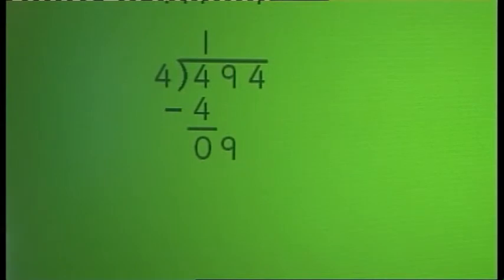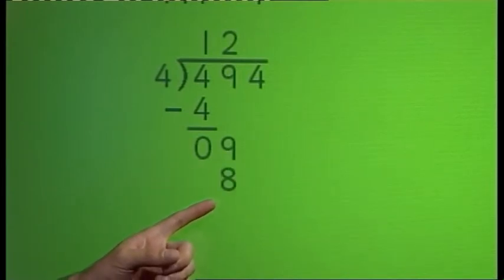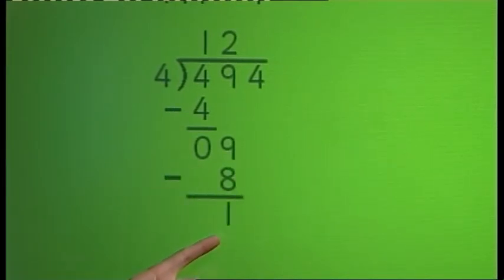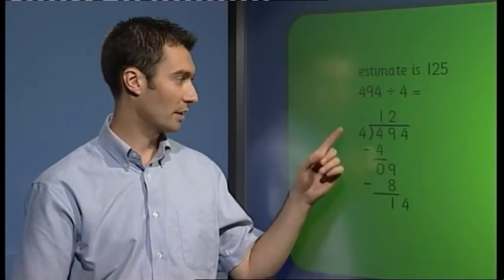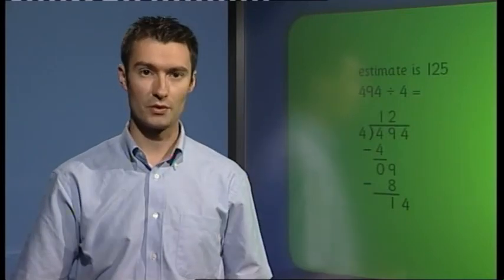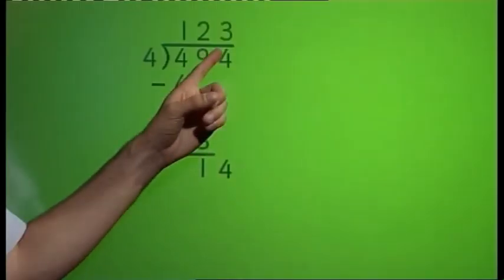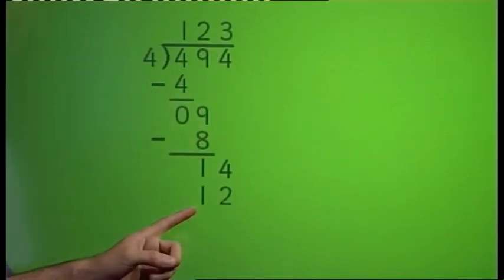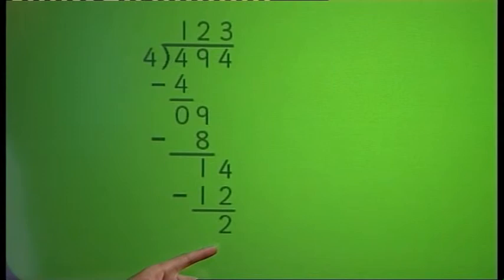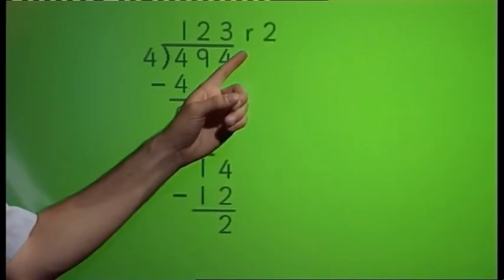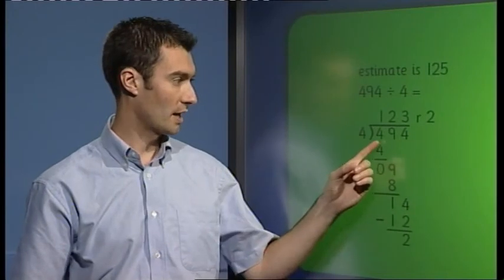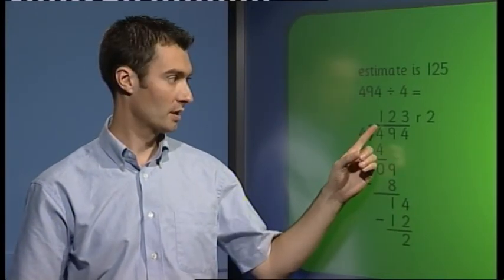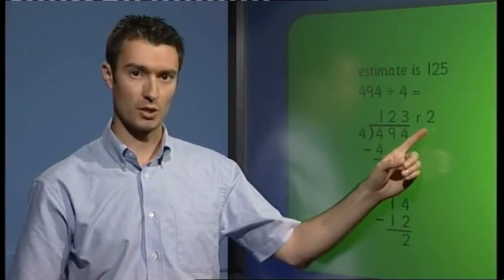Well, that's easy as well. 2 4s are 8, so we can put a 2 here and then do another subtraction. 9 take away 8 leaves us with 1. And now we can bring down the units, that's the 4, and that leaves us 14. Final question now, how many 4s are there in 14? Well, 3 4s are 12, so we write a 3 here, and then we put the 12 down here, do the subtraction, which leaves 2, and that is our remainder. So, just as before, 494 divided by 4 is 123, remainder 2.